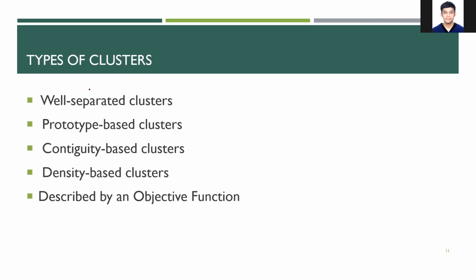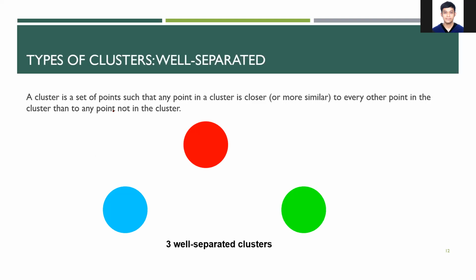There are some types of cluster also. In clustering, there are different points of view, that's why we can have many different kinds of clusters. We have well separated clusters, which means that the data points are not overlapping. There's no overlapping point here. All data is divided, for example, into 3 clusters, and there's no overlapping. So it is a well separated cluster.